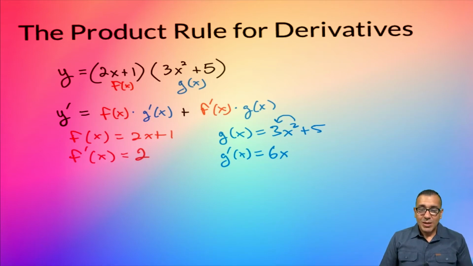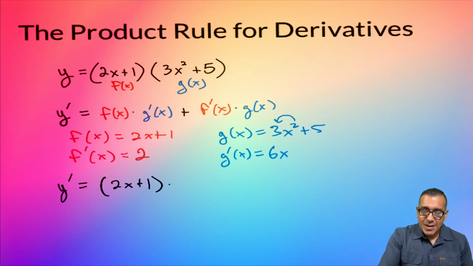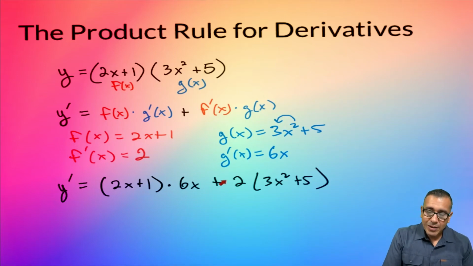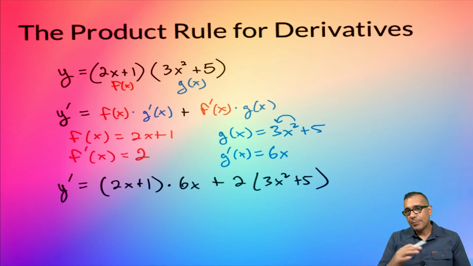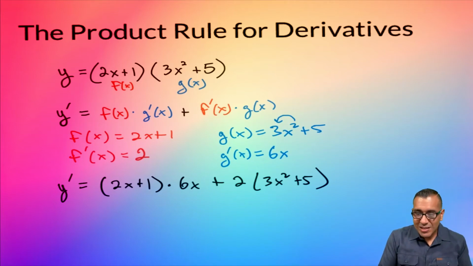All right, so now let's plug all our components into y prime. Our derivative y prime is f of x, which is 2x plus 1, I'm going to put that in parentheses, times g prime, which is just 6x, plus f prime, which is 2, times g of x, which is 3x squared plus 5. So there, my friends, is the derivative. You can multiply everything out, but usually we're doing something else with this derivative, so right now I'll just leave it like that.